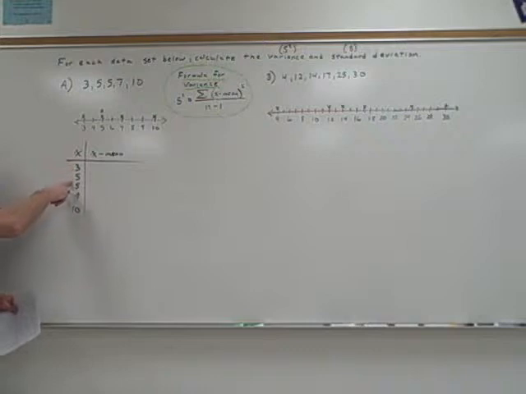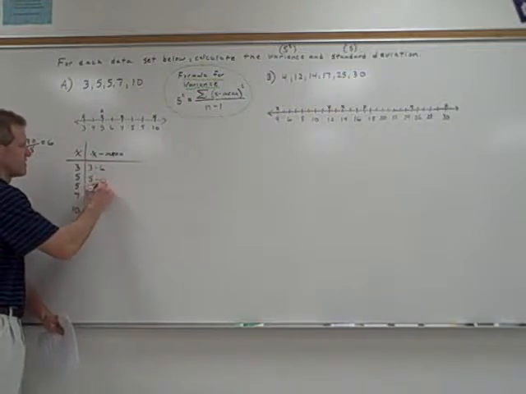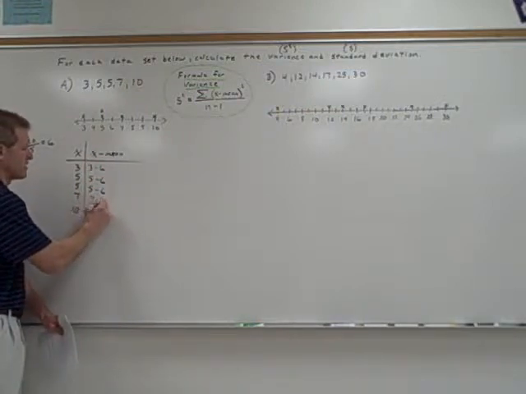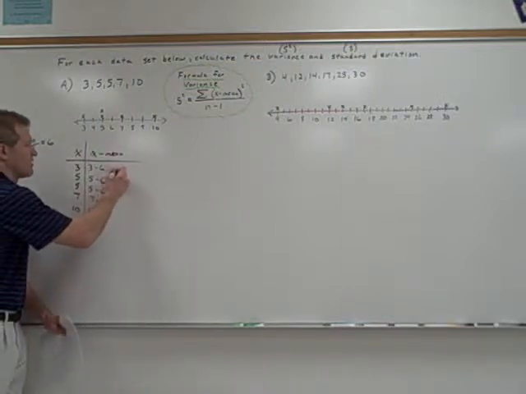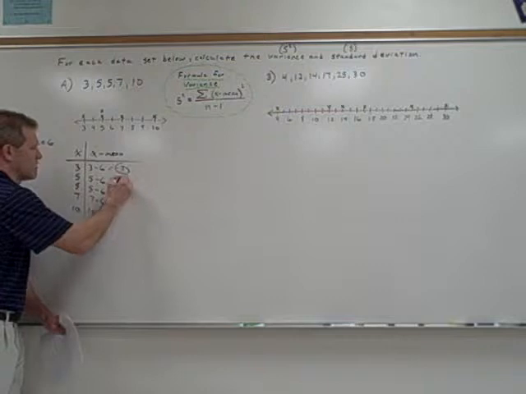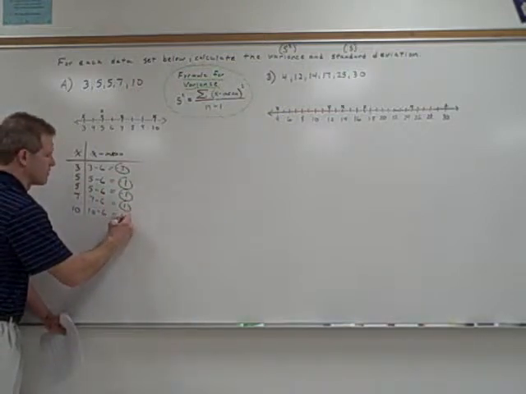So to get the mean, you add these together. That's 13, 20, that's 30. Add them together, I get 30. Divided by 5 numbers is 6. So here I'm going to take 3 minus 6, 5 minus 6, 5 minus 6, 7 minus 6, 10 minus 6. I'm always going to subtract from the mean. That's going to give you negative 3, negative 1, negative 1, 1, negative 4.